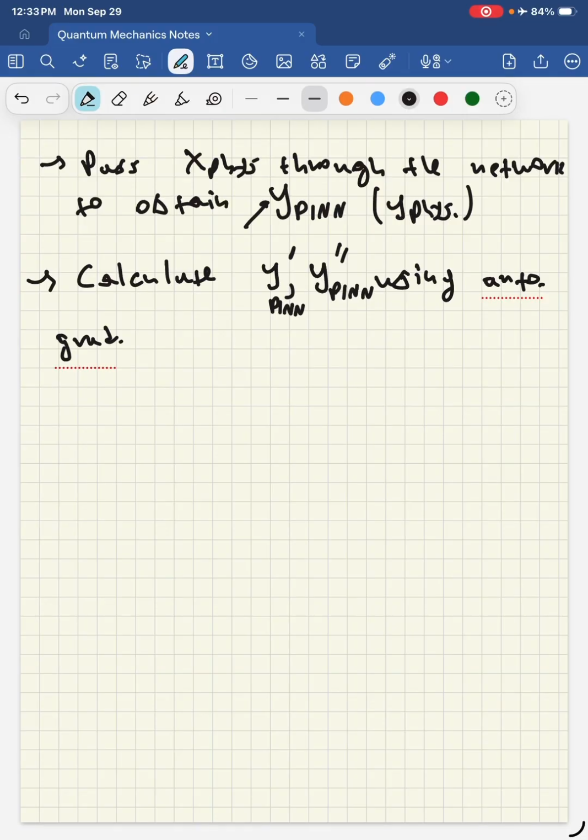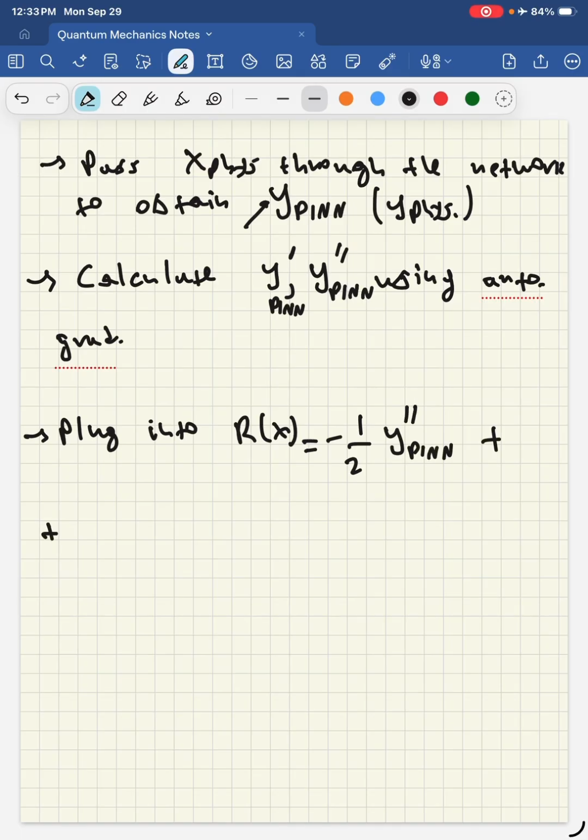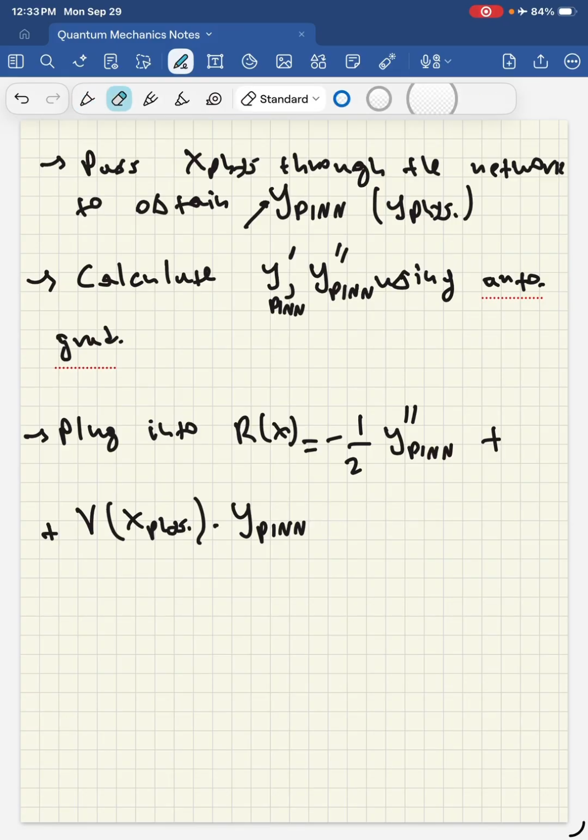So once you take your physics points, you pass them through the network, you calculate the y PINN, you use the y PINN to calculate the first and second derivatives, and then you plug into this expression r of x, and r stands for residual, which is equal to -1/2 times the second derivative of y PINN plus V calculated on the physics points times y PINN, minus E, which is another parameter you need to predict using the network, times y PINN.